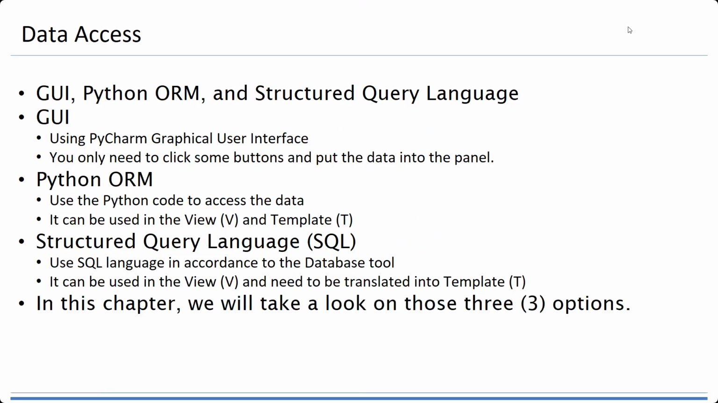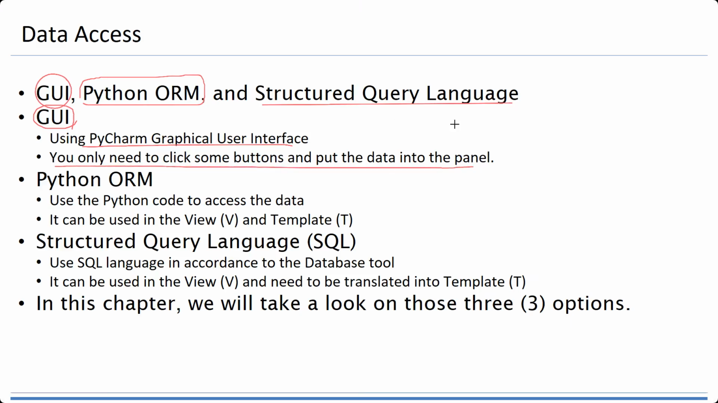So there are three ways to connect to the data. First, we can use the GUI. Second, we can use the Python ORM. And we can use the SQL. GUI means graphical user interface. We can use the PyCharm graphical user interface. This is easy because you only need to click some buttons and put the data into the panel.